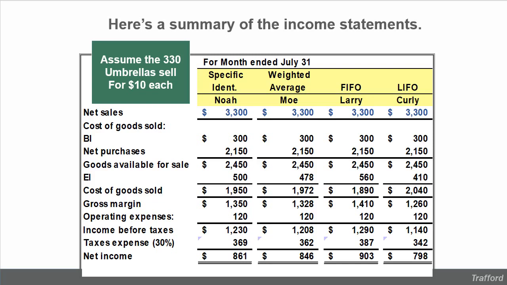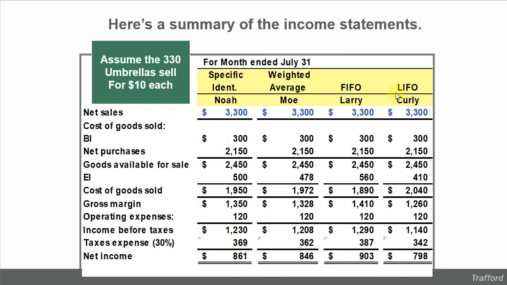This is the schedule where we left off in the last video. As you recall, our purpose here is to contrast results under the four different inventory costing methods. So in our example, we had these four umbrella sellers, and they all bought umbrellas and sold umbrellas for exactly the same amounts. And we're looking at the income statements for each of these four individuals, and you can see on top of their names what method they used for inventory costing.